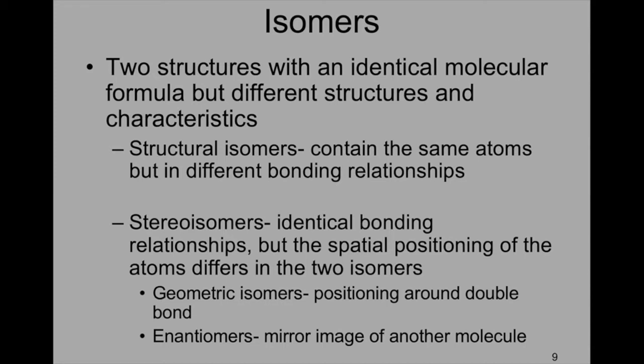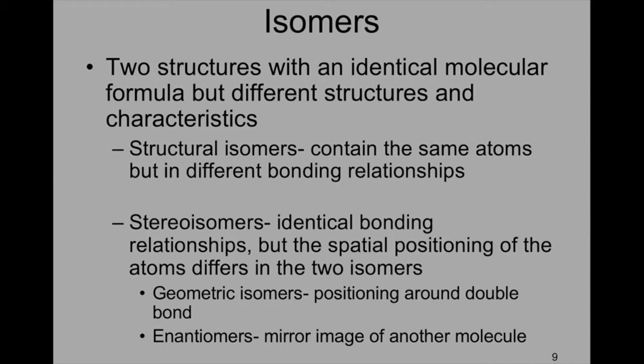Now, stereoisomers are the second major class of isomer, and these molecules have the same bonding relationships, but how those bonds are arranged, what's referred to as spatial positioning, is going to be different. And because of this, we have 2 different subclasses that fall under stereoisomers, referred to as geometric isomers and enantiomers.